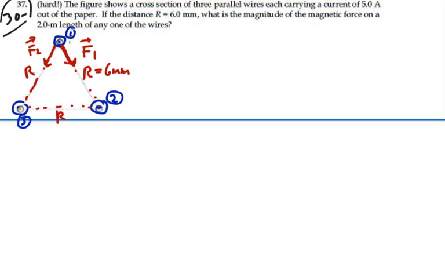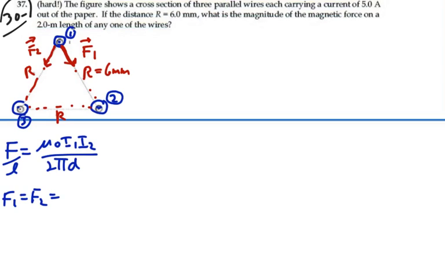The magnitude of each of these forces is going to equal mu naught I1 I2 over 2 pi d. That would be the force per length for any of these forces. So F1 is going to equal F2. It's going to equal mu naught I times I times L over 2 pi d.